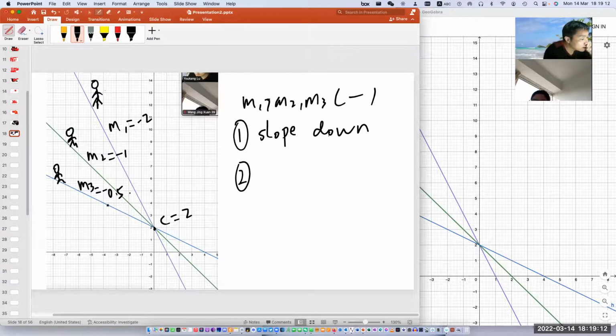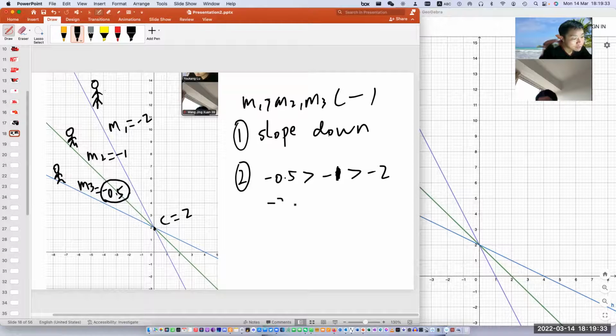Okay. By the way, this one is larger, right? -0.5. Okay, basically -0.5 is bigger than -1. Is bigger than -2. But we are talking about negative value here. So in a way, you can also write -2 is smaller than -1 is smaller than -0.5. So that means what I'm trying to say here, more negative. Okay, what happened? Easier to slide down.